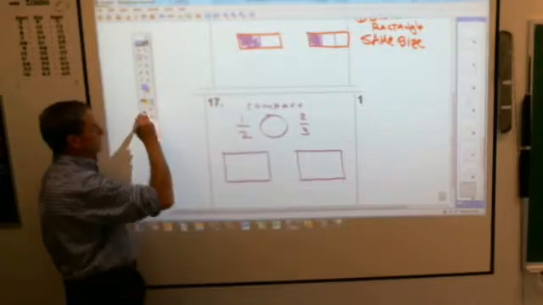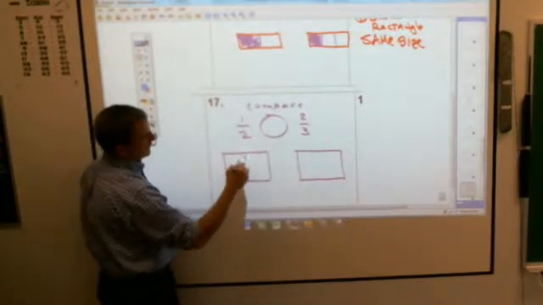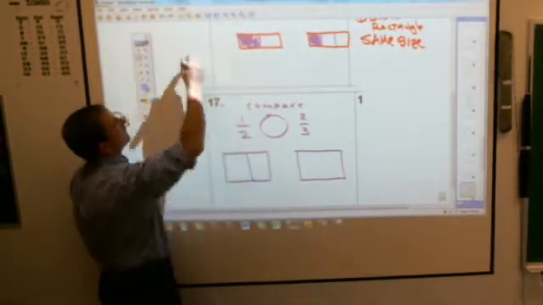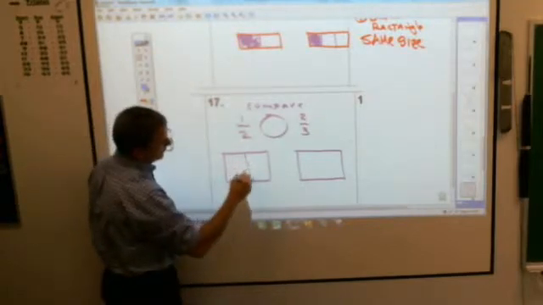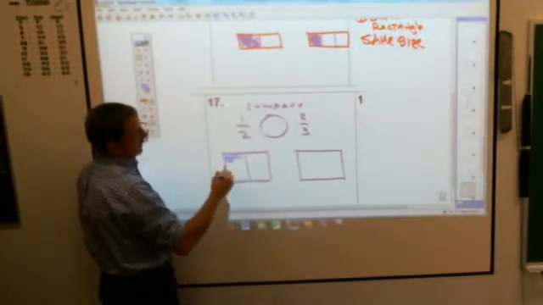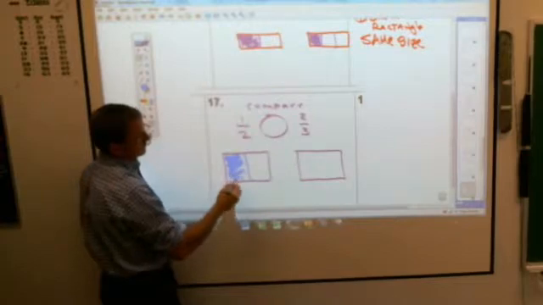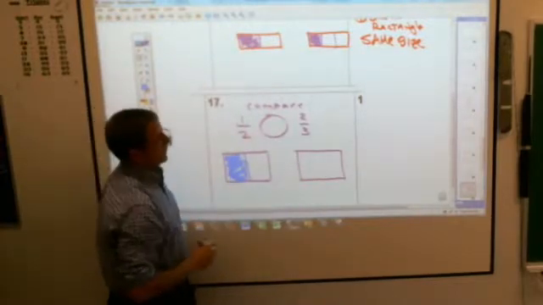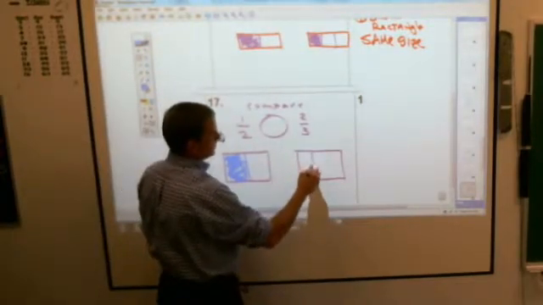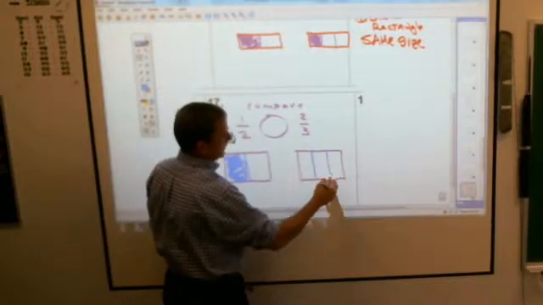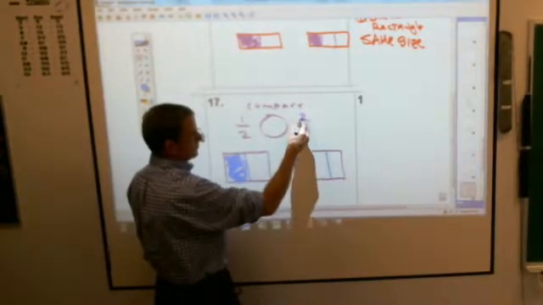Doing the same thing. I'm just going to cut this one in half, which means right here. Oops, I don't like that half. I'm going to make my half right here. Shade half of it. This one I'm cutting into thirds. And how many of those thirds am I shading? 2 of them.